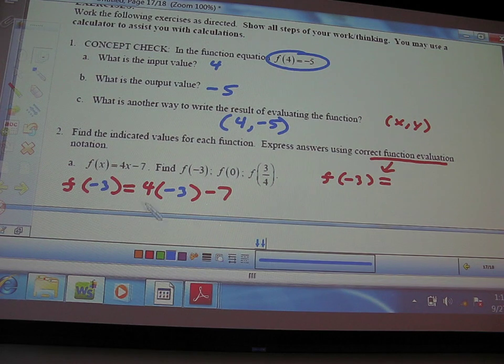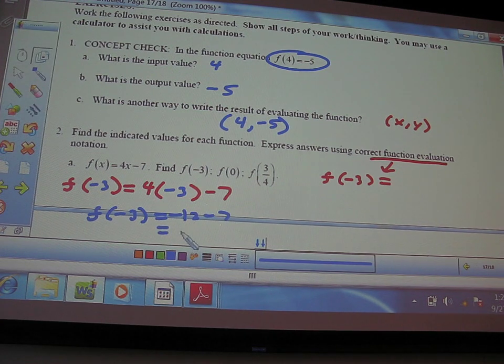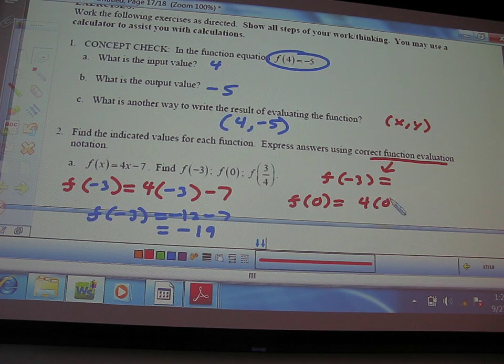And I will get f of -3 is equal to, what do you guys get? -12 minus 7. I owe $12, I owe $7, altogether I owe $19. Okay, next one. F of 0 is equal to 4 times 0 minus 7. Well, anything times 0 is just 0. So that's 0 minus 7, -7.